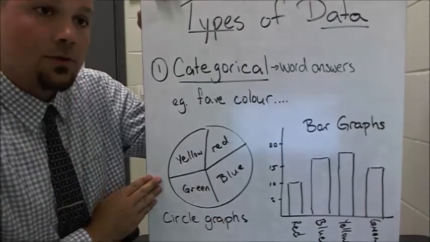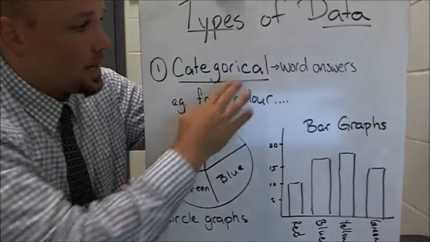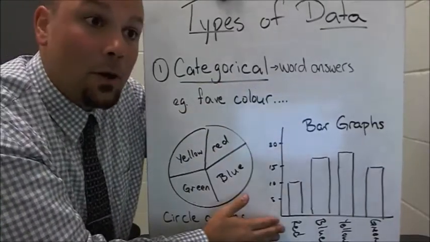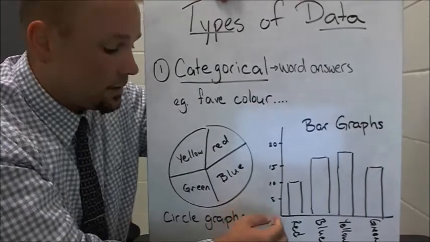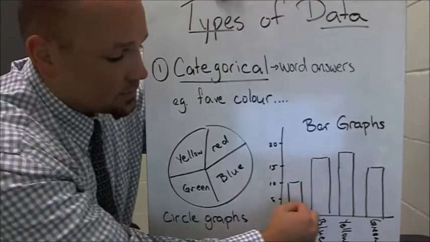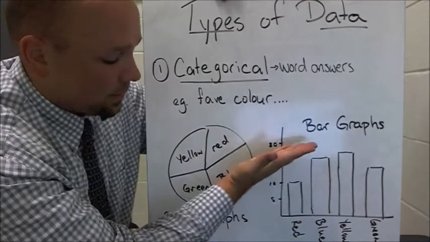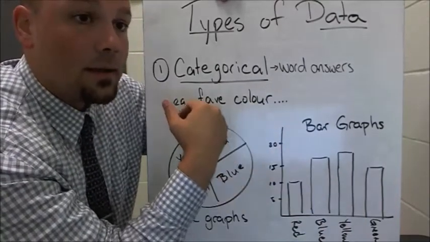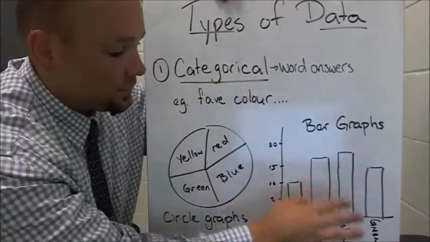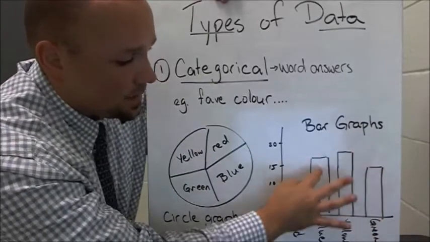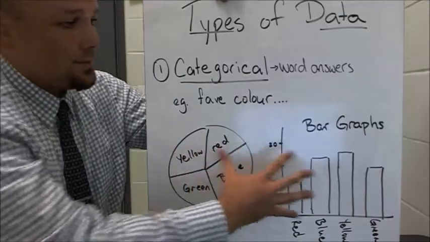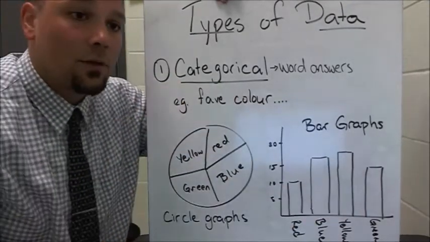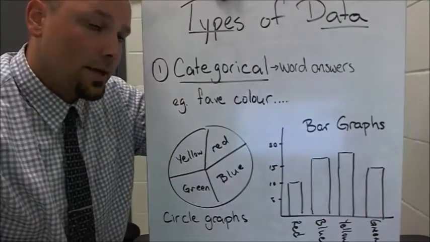Another thing that you'd be used to is showing categorical data in a bar graph. All right, a bar graph is also very good to show categorical data because each category gets its own bar, right? And the higher the bars are, the better that choice was for people, right? So this shows that most people like yellow, and then blue, and then green, and then red. All right, so circle graphs and bar graphs can display categorical data really well, okay?